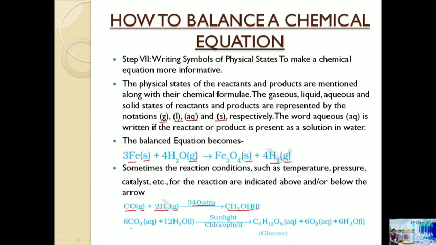Another example you can see is the reaction of photosynthesis: 6CO2. (aq) is written since carbon dioxide is associated with water. It reacts with 12H2O, water in liquid state, and the reaction conditions are in presence of sunlight and chlorophyll, and the product is glucose. Since glucose is associated with water, (aq) is written. 6O2, oxygen, and 6H2O, water in liquid state. That is why (l) is written. So in this way chemical equations are balanced.